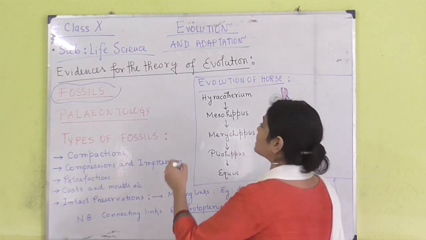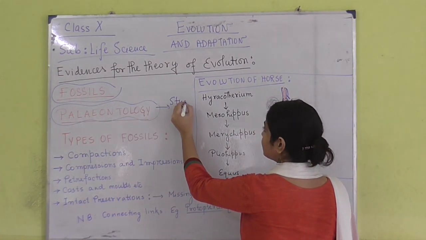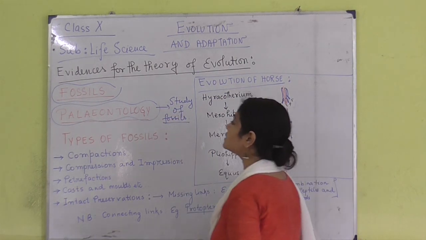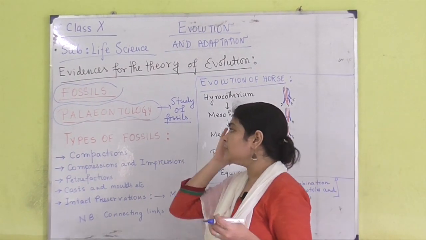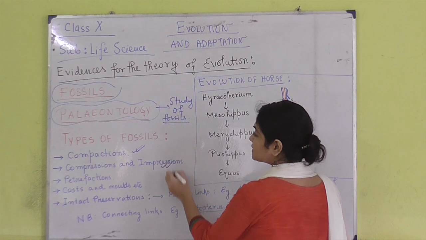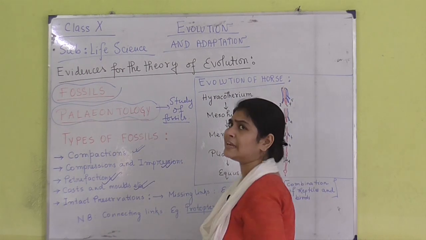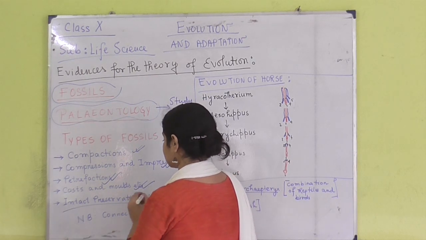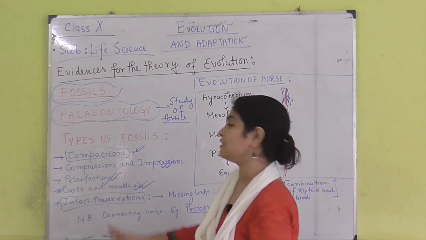Okay. Now, what is the study of fossils called? The study of fossils is called paleontology. This is basically the study of fossils, that is known as paleontology. Now, there can be different types of fossils. Okay. Now, I have named some of them. Some of the different types of fossils: number one is compactions, then we have compressions and impressions, then there are petrifactions, casts and molds, and there are so many. Out of all these fossils, the most important ones are the intact preservations. Okay. And these compactions, casts and molds are also very important. They are mostly found. Okay.